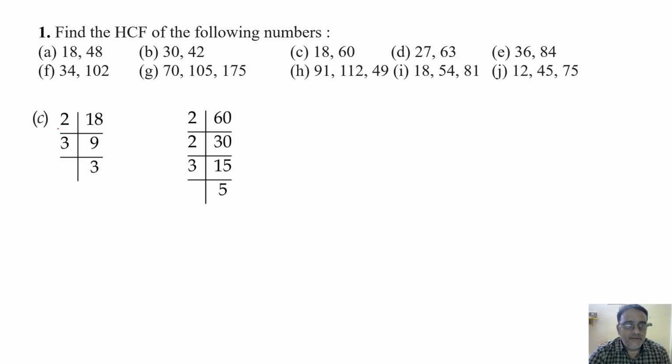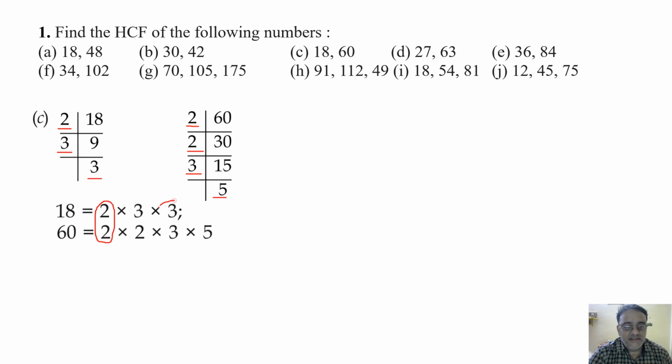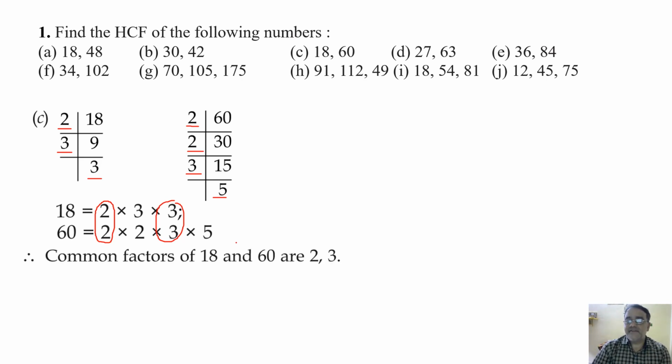So these are the prime factorizations of 18 and 60. 18, how will we write? 2 into 3 into 3. And 60, how will we write? 2 into 2 into 3 into 5. Now we have to find the common factors: 2 and 3. Others are not common. So the required HCF is 2 into 3, that is 6.